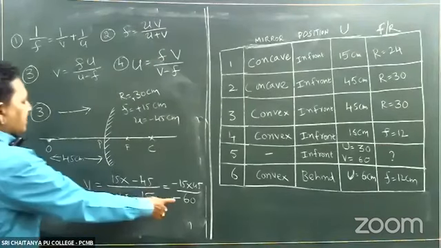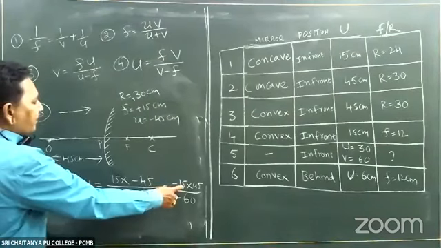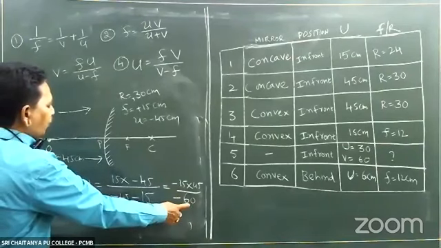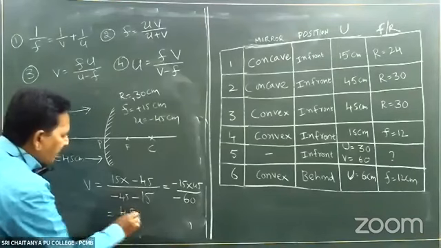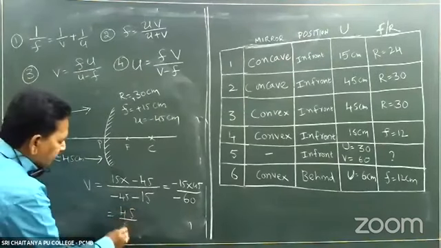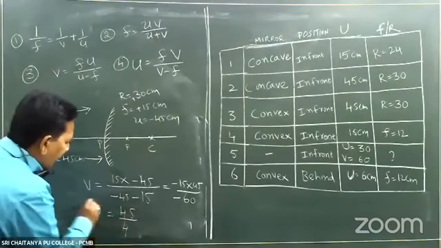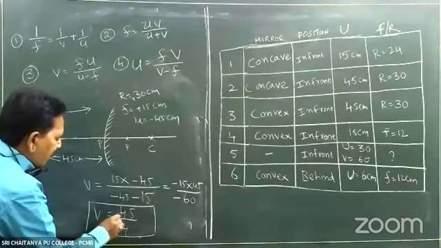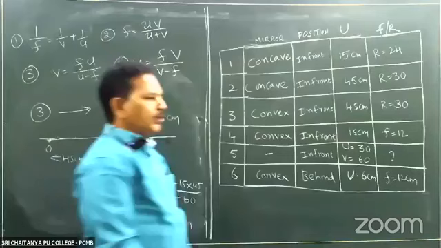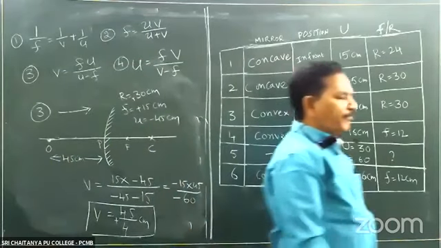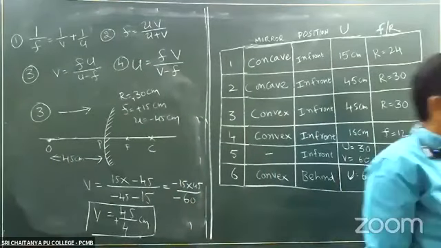Minus minus cancels. 15 into 1, 15 into 4. That comes out to be 45 by 4. With what sign? Plus sign. This is my answer. V is equal to plus 45 by 4.